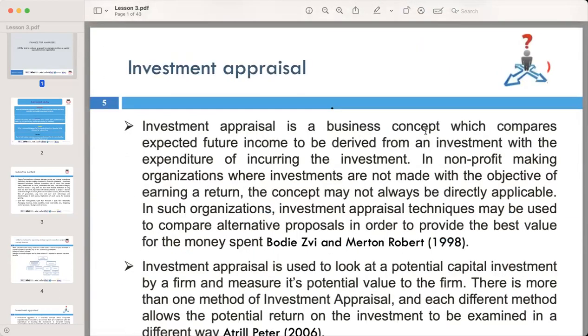Investment appraisal. Can anybody tell me what investment appraisal is? Anybody there? Okay.